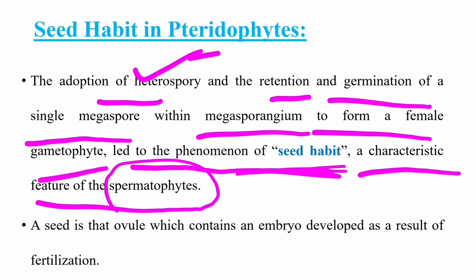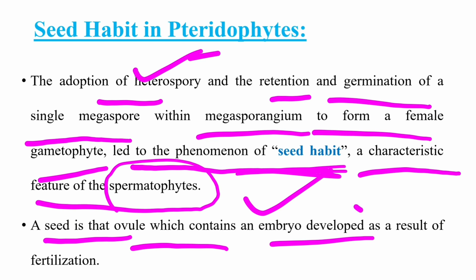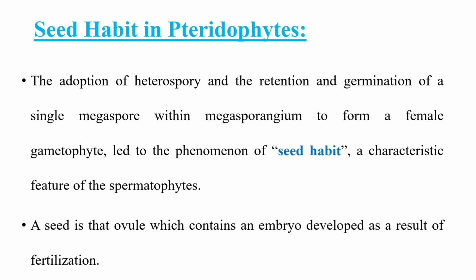All these things are very related to seed habit, which is a characteristic feature of gymnosperm and angiosperm. So in this way, Pteridophyta is related to gymnosperm and angiosperm. A seed is the ovule which contains an embryo developed as a result of fertilization.